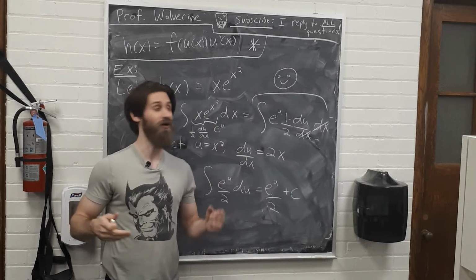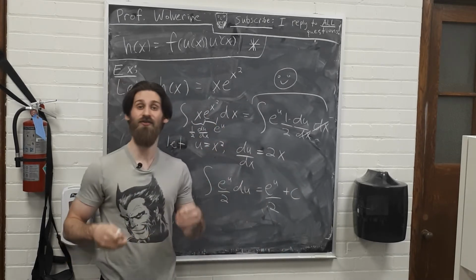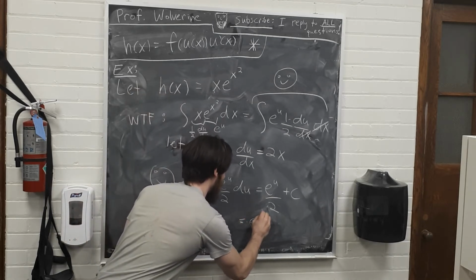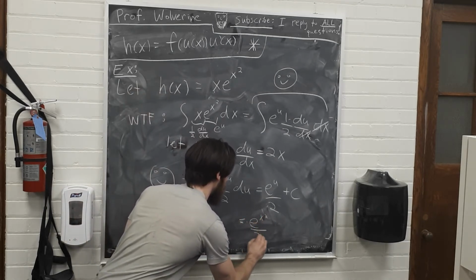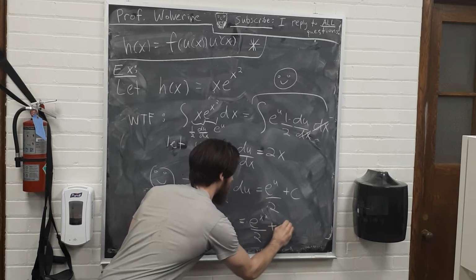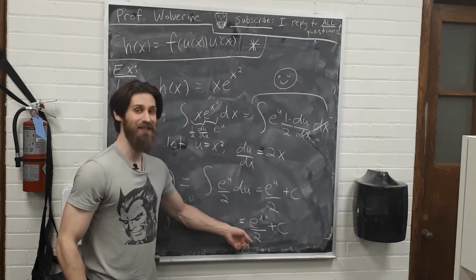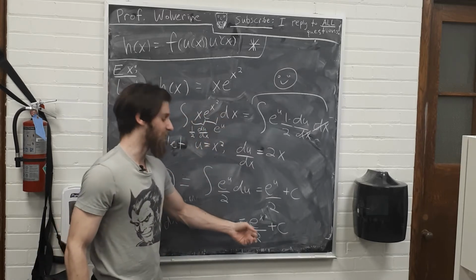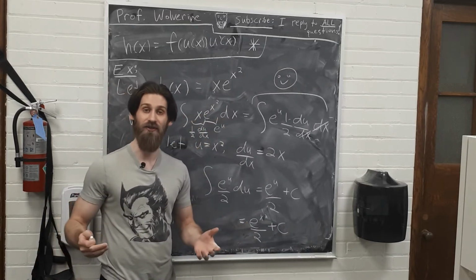Now what's u? Well, u is x squared, so we have to replace it. So this is equal to e to the x squared over 2 plus a constant. So this is the integral of this function right here. And you can check this by just differentiating it, and I encourage you to do it.